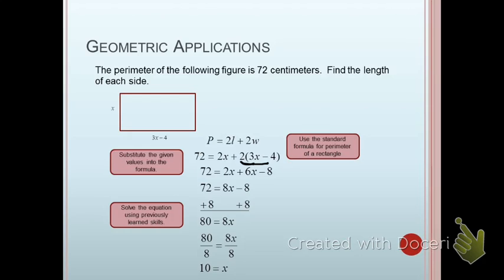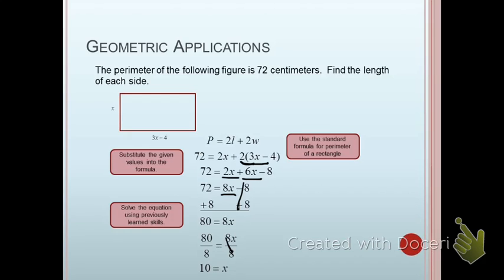Now on the right-hand side, we see that we have a couple like terms, the 2x plus 6x, which is equal to 8x. Drop down your negative 8. We're trying to get 8x alone, so we need to move that minus 8. So we're going to add 8 to both sides, which will leave us with 80 equals 8 times x. And then to make our coefficient equal to 1, we'll divide both sides by 8. And so we see that x is equal to 10.